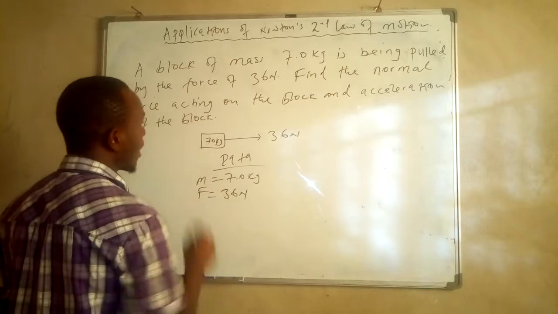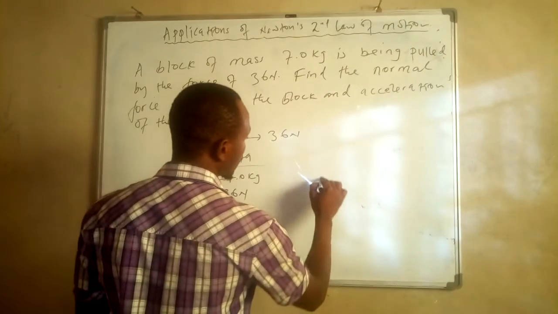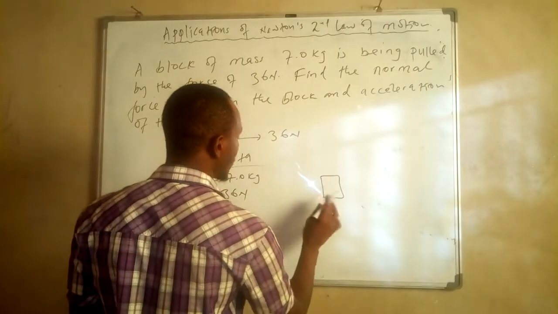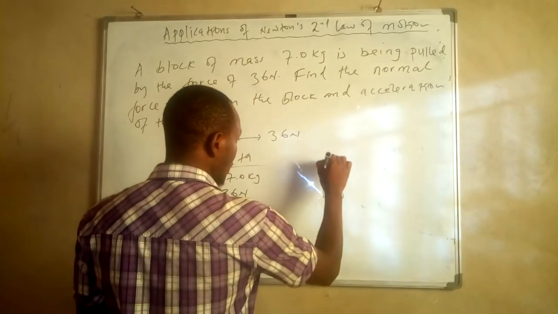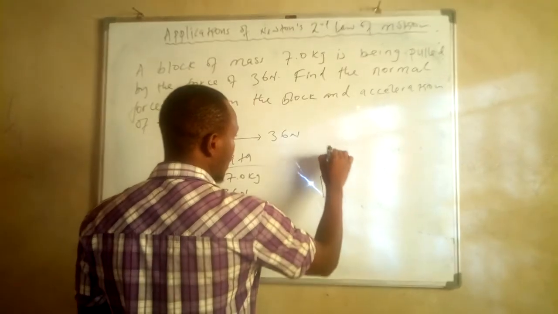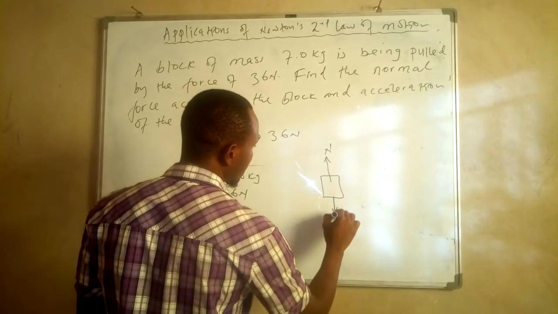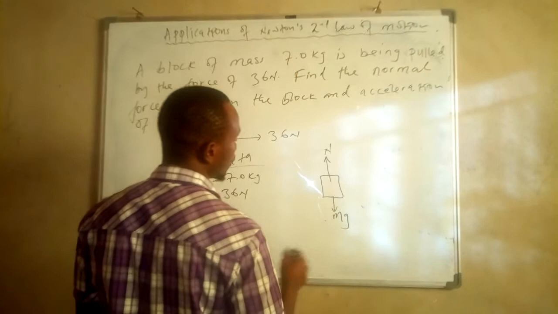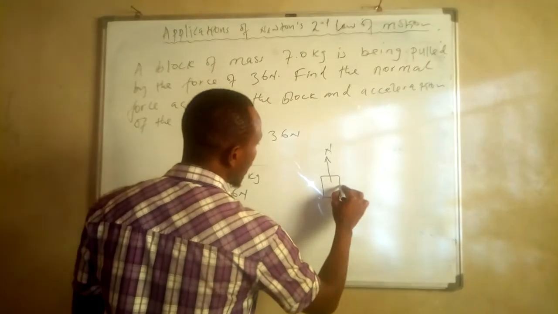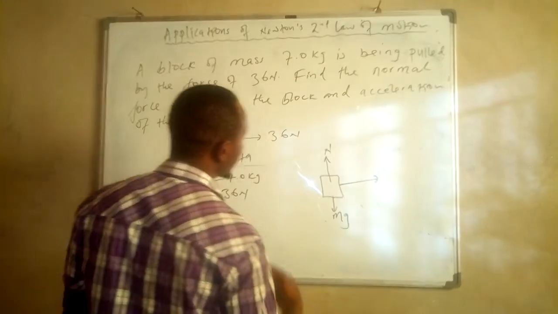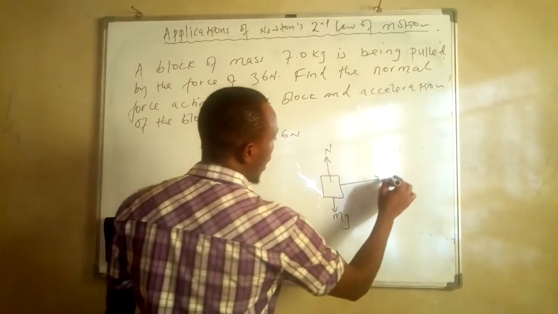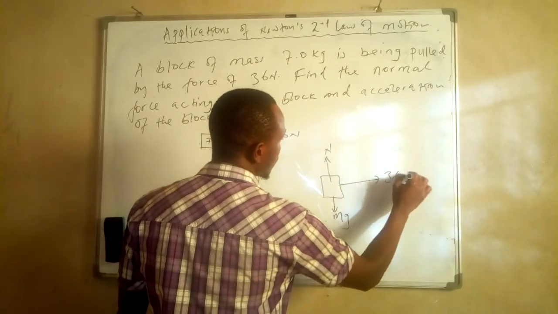So now let us come up with a free body diagram. We have this block, and we have the force acting in this direction, which is the normal force, and the force acting in this direction, which is the weight, represented by mg. And then we have this force that is pulling the block, which is 36 newtons.